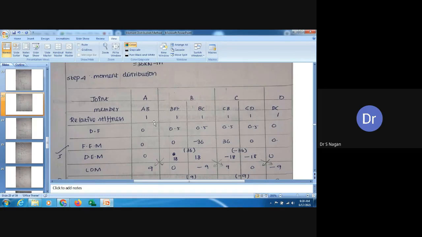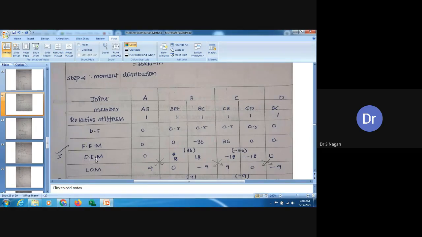For example, if I am dealing with AB, carryover moment will be done between AB and BA only. Because here also people will make mistakes. They will carry over from BA to BC, BC to BA. That should never be done. So you should tell them carryover moment should be done within numbers. Distributed end moment, joint.